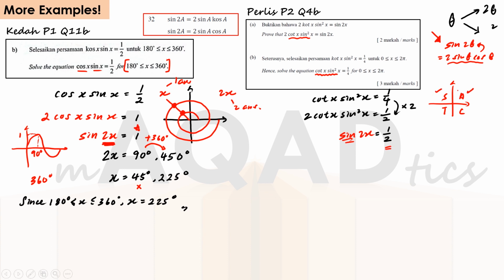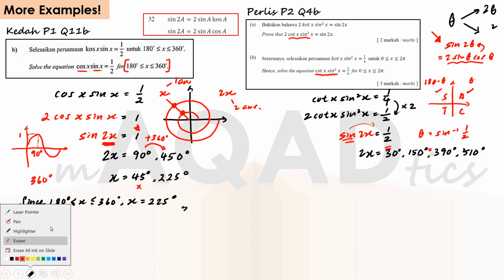Quadrants would be A and S. And here, this is what we should do when we have the theta. So for theta here, we need to move the sine to the other side. So arc sine 1 over 2 will become 30. Okay, so our answers would be these 4 values.